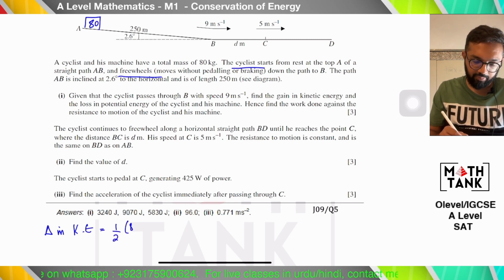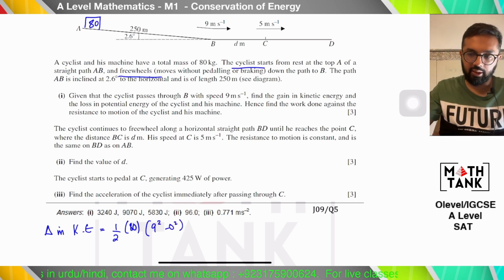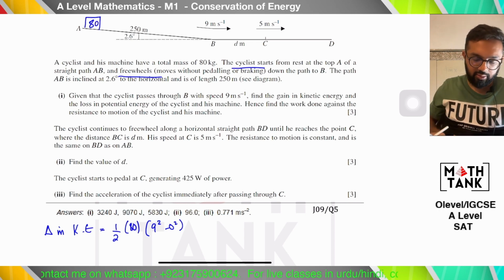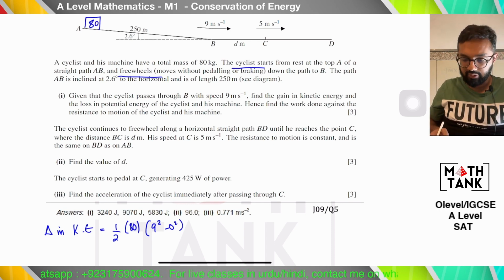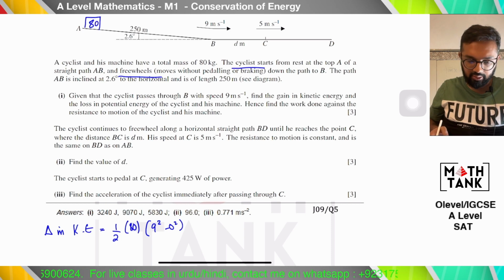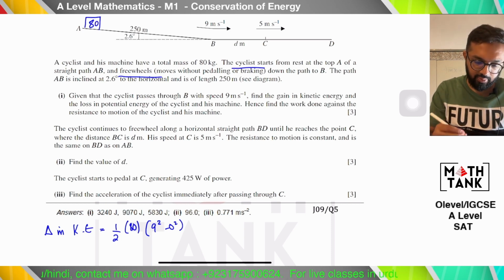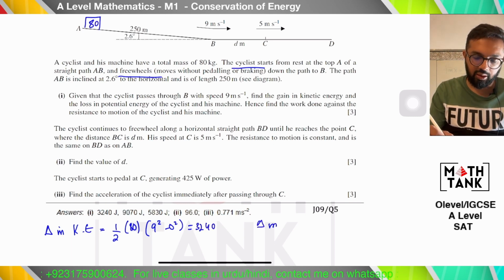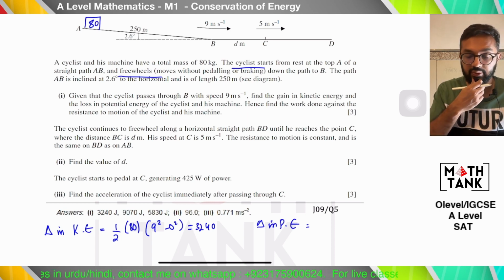Half m v squared minus u squared. Okay, so quickly calculating that, I get 81 times 80 divided by 2, 3240 joules. There is a change in PE and it's a negative change. Why? Because the height is decreasing.